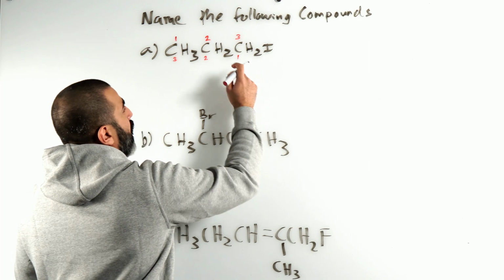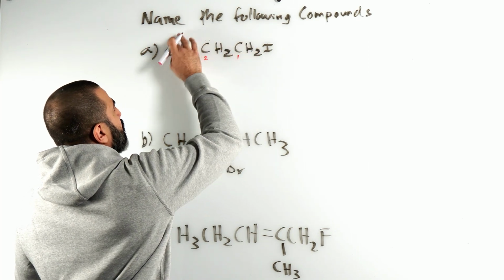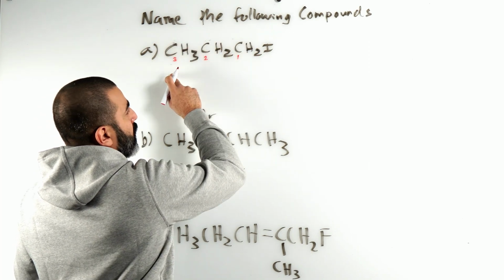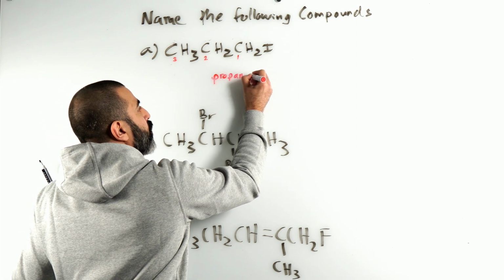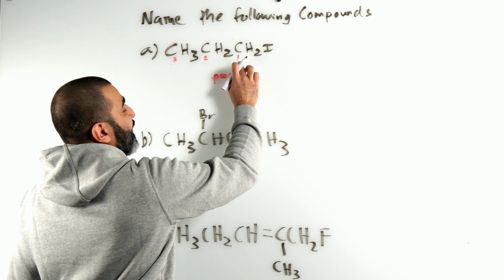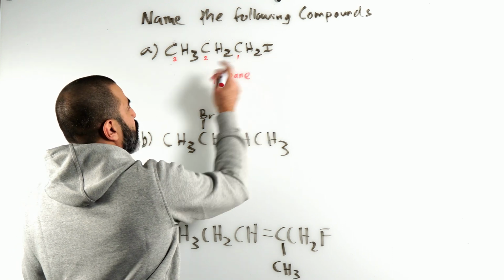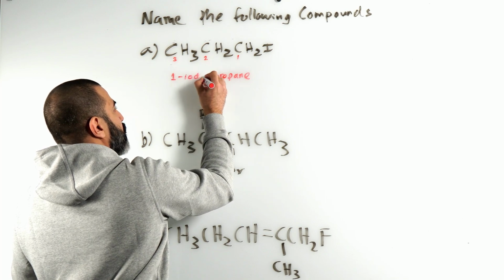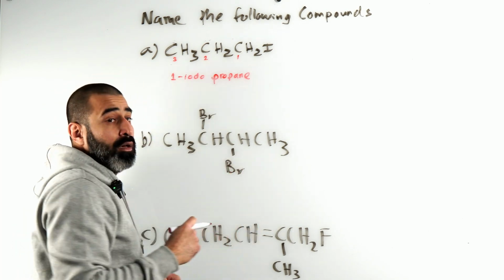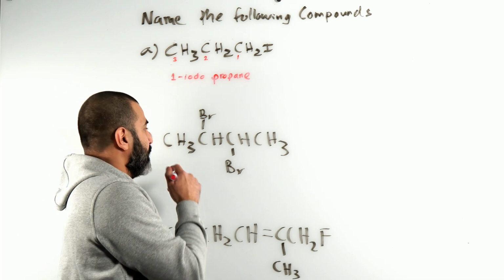given the lowest number. So this is going to be a carbon chain of 3 carbon atoms long, so that's going to be propane. And then we have to put the position of the Iodo group, so this is going to be 1 Iodo propane, done. Let's have a look at question B.